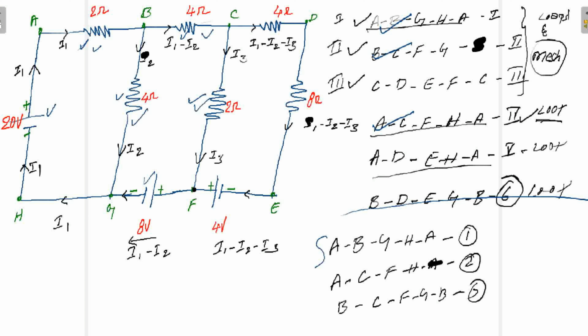Even though by considering 3 of the 6, we are not covering this 4 ohms. We are not covering this 8 ohms. We are not covering this 4 volts. So you have to select from the 6 loops. You have to select 3 loops that should cover all the elements. That should cover all the elements. Like that, you have to select the loops.